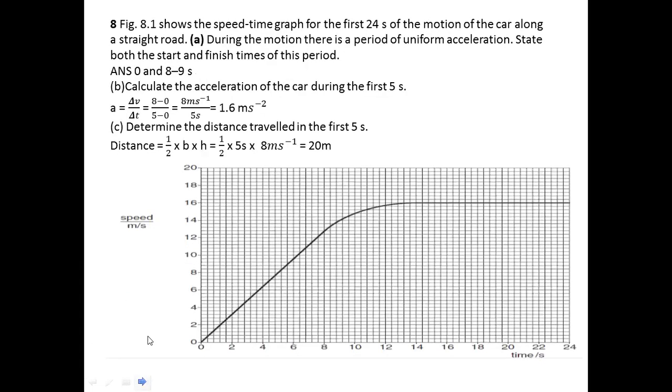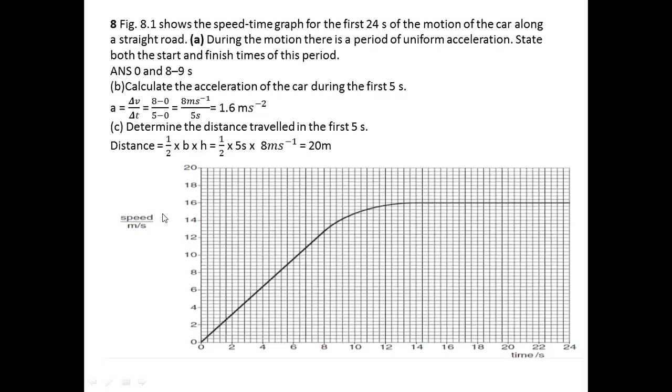Next part. The figure shows the speed-time graph for the first 24 seconds of the motion of a car along a straight road. Describe the motion. There is a period of uniform acceleration. State both the start and finish time of the period.